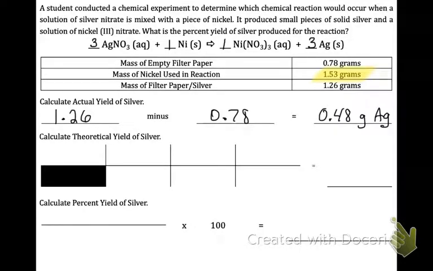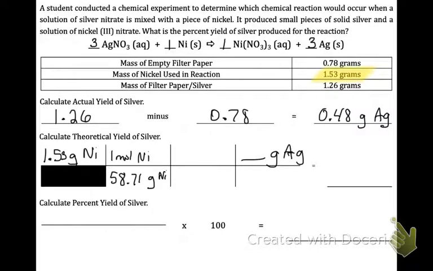So to do that, that's a gram to gram stoichiometry. 1.53 grams of nickel, and we have to turn that ultimately into grams of silver. First step, let's turn grams of nickel into moles of nickel. Nickel has a molar mass of 58.71 grams in 1 mole of nickel.